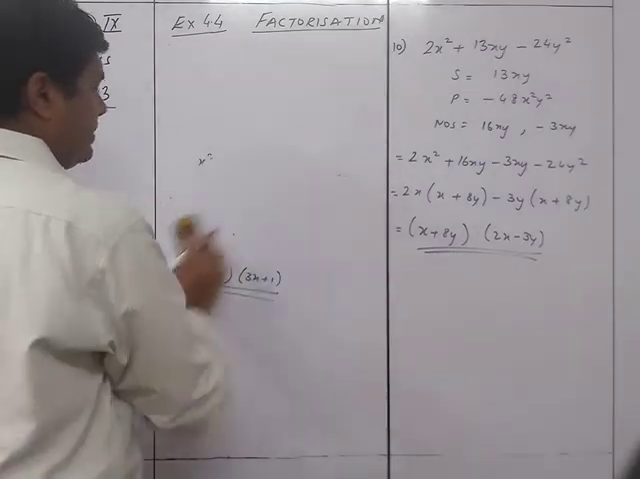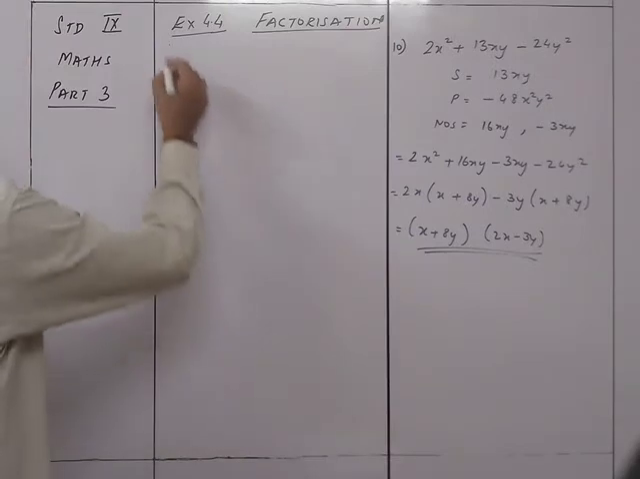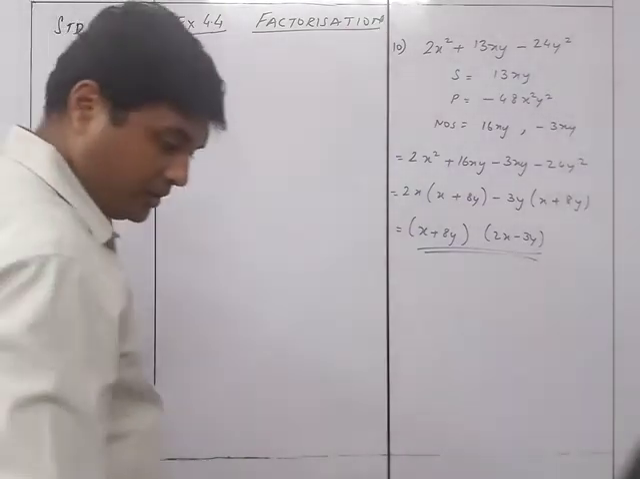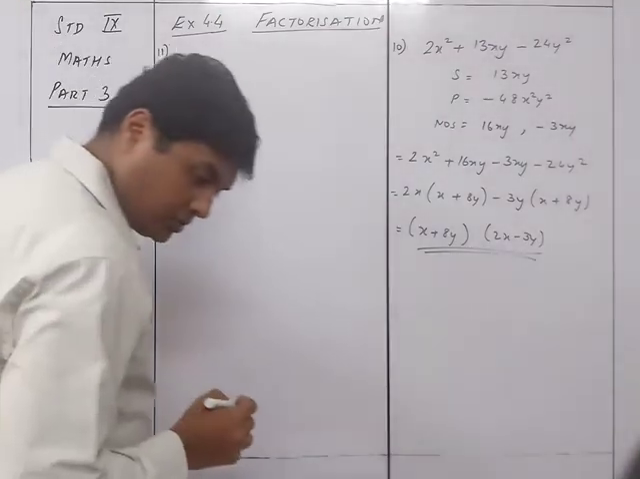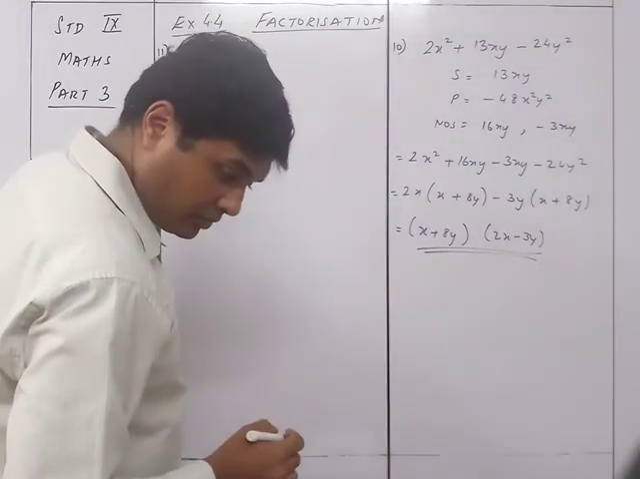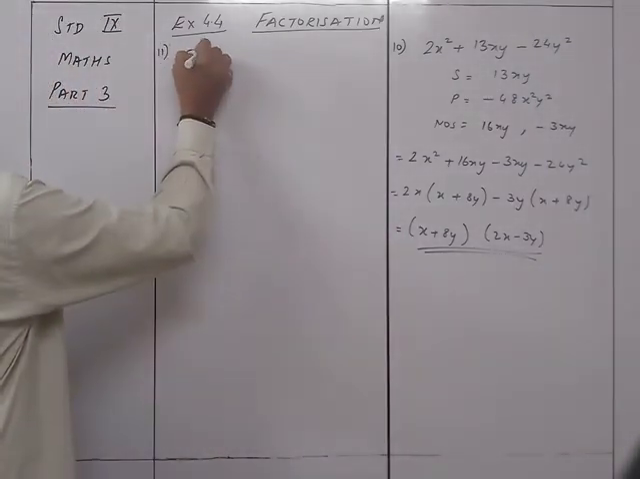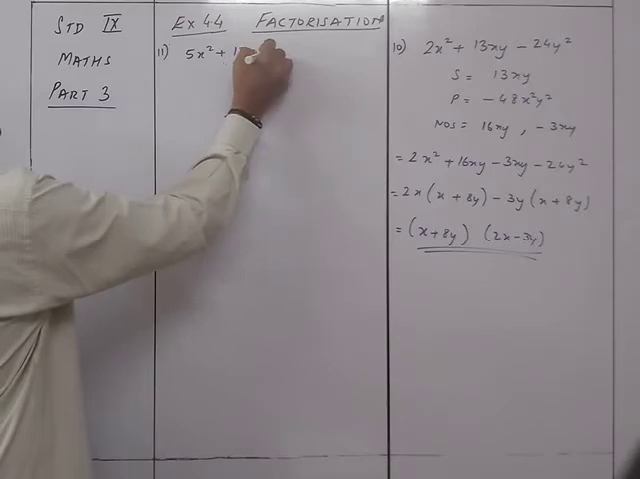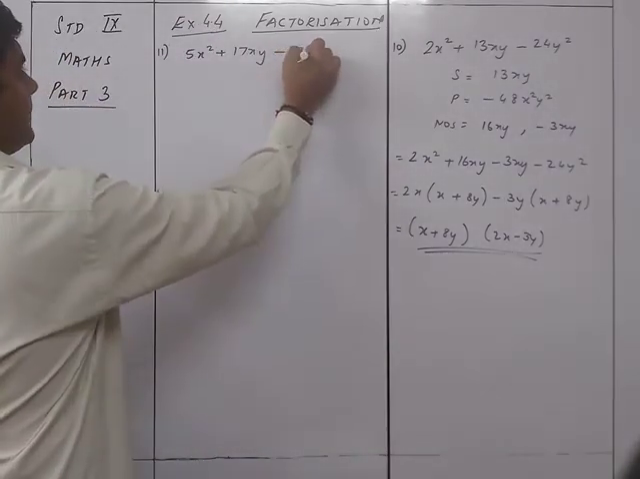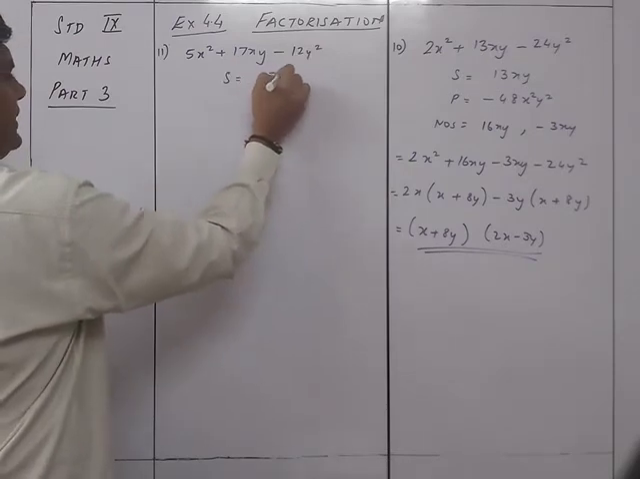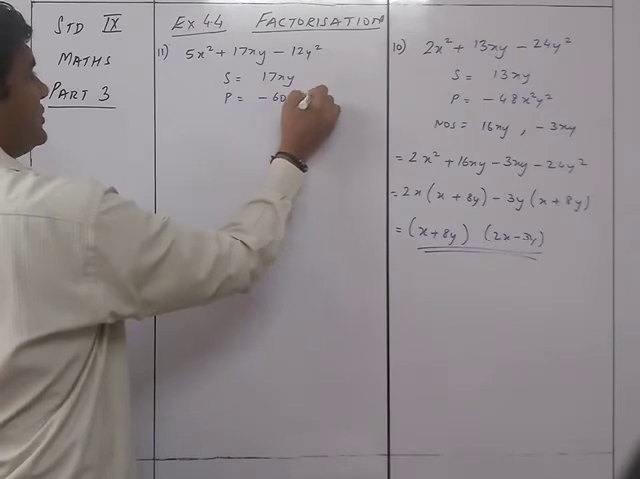We move on to sum number 11. That is 5x square plus 17xy minus 12y square. So the sum is equal to 17xy, the product is equal to minus 60x square y square.